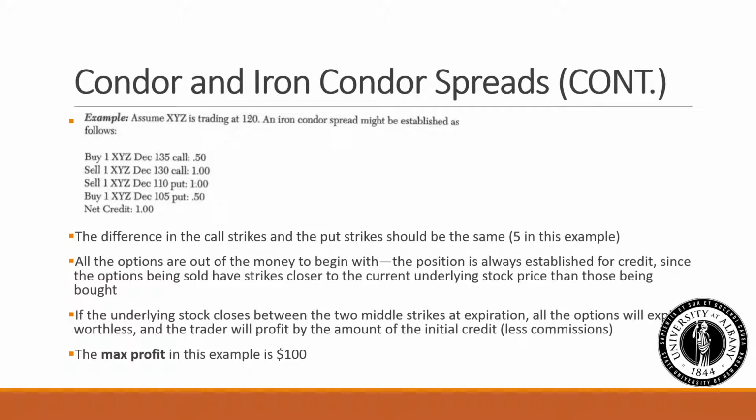If the underlying stock closes between the two middle strikes at expiration, all the options will expire worthless, and the trader will profit by the amount of the initial credit, less any commissions. So in this example, the maximum profit is $100.